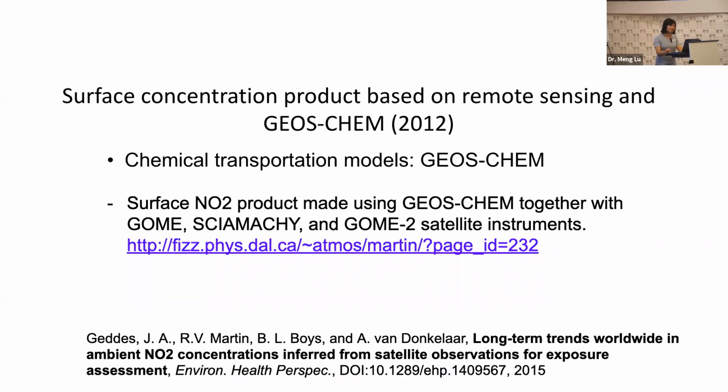And we also use the surface concentration product from a numerical model called the GEOS-Chem chemical transport model, which gives global simulation but at 10-kilometer resolution, so a bit low.